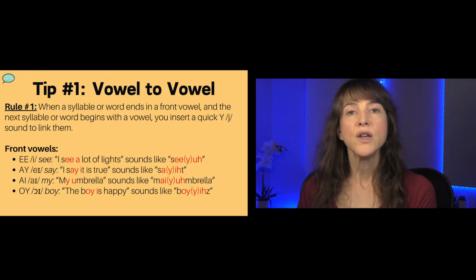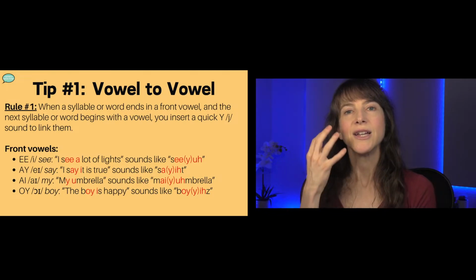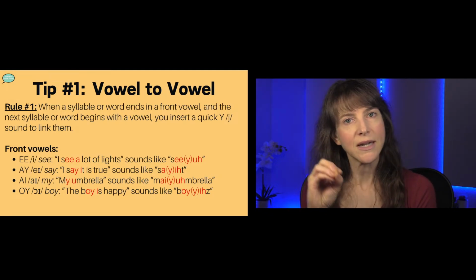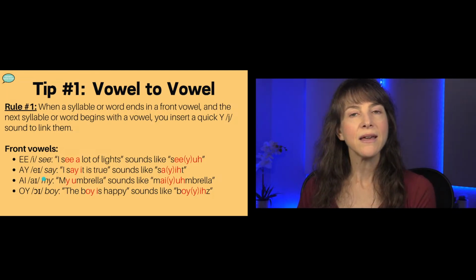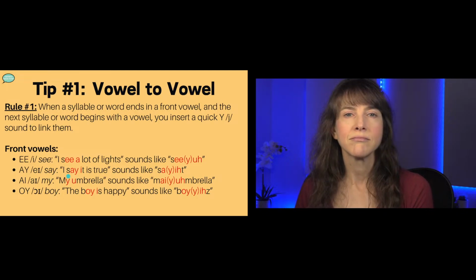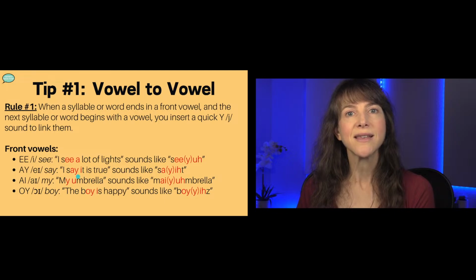See ya. So I keep my vocal cords turned on. See ya. And just let that little y sound connect the two vowels together. Now we have a, like in the word say. I say it is true. So that phrase, say it, sounds like this.